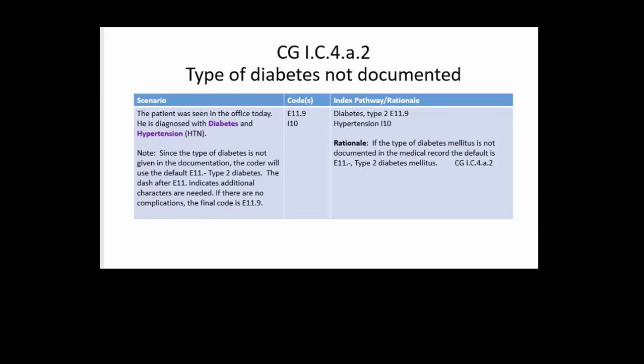The first guideline has to do with the default. That means if the documentation does not tell the coder what type of diabetes a patient has, the guideline instructs us to code to the default, which is E11 point dash, which is type 2. You may remember point dash, that dash tells you additional characters are needed. So if there's no other complications with this person with diabetes, it's going to be an E11.9, indicating he does have diabetes, no complications or other specified problems. And the hypertension is I10.